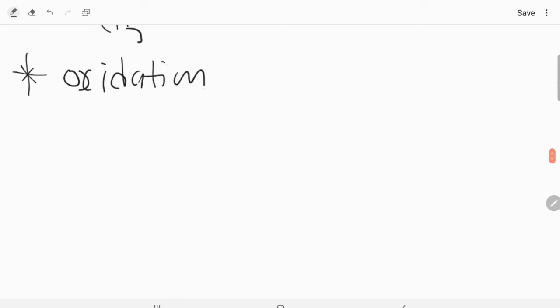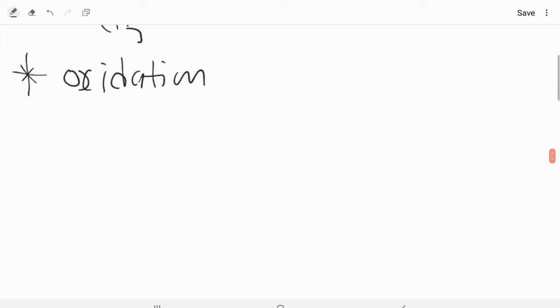Alright, let's move towards the next reaction, that's oxidation. See, each and every concept is very easy, you just have to focus on the particular concept, so I'm sure you will understand better. Now how will you oxidize an alkene?